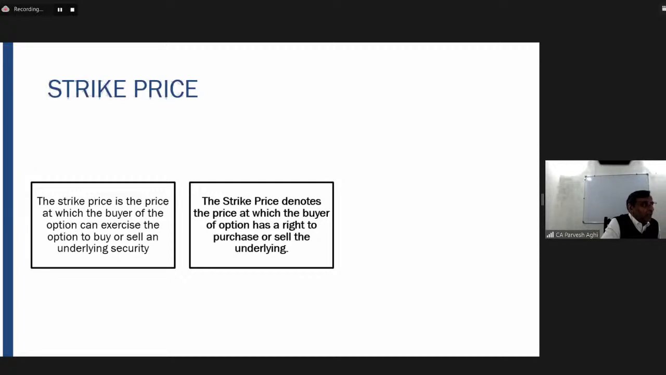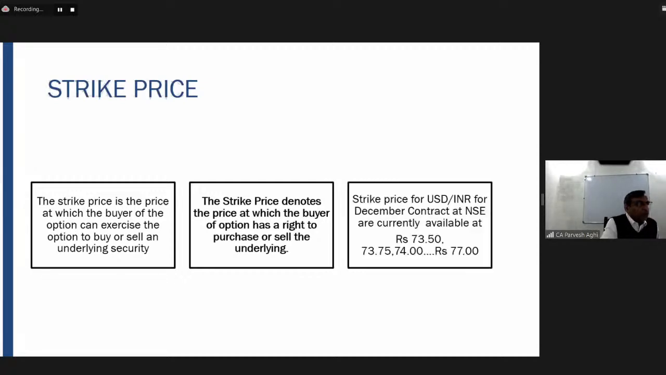Say, for example, the strike price of USD INR for the December contract at the National Stock Exchange. Of course, December is gone now, but it was available at 73.50, 73.75, 74, and so on, up to 77. So there were different strike prices available. Soon I'll take you to the stock exchange so that you can understand it well from there. But I'll wait for a while because I have to complete some of the concepts before I can go, and you can really appreciate that.